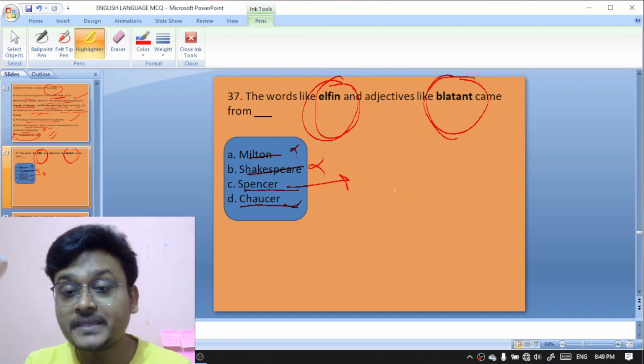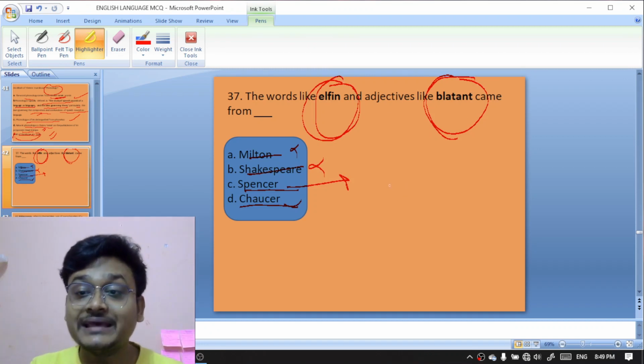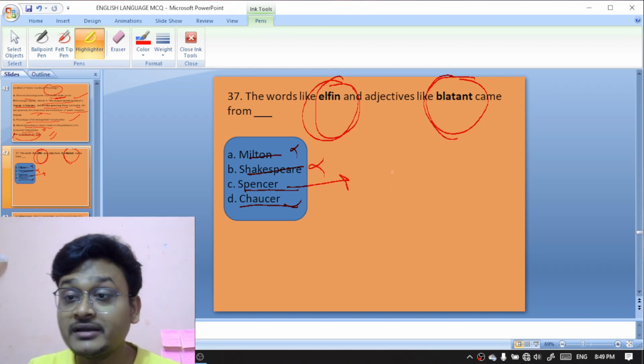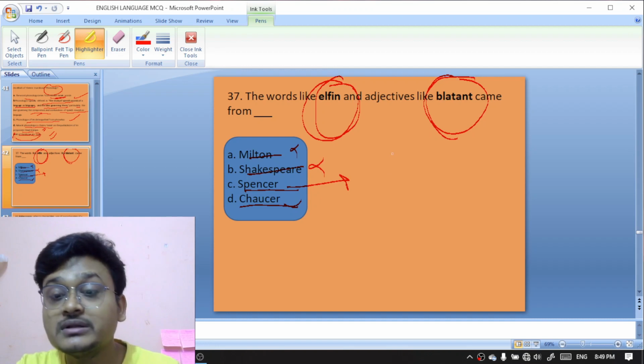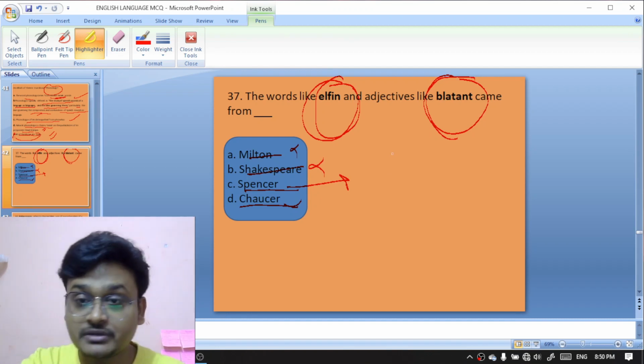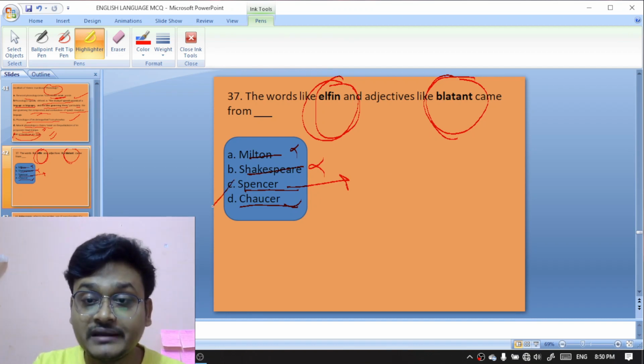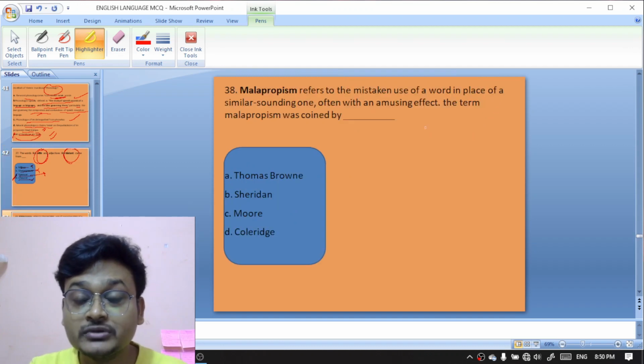So from the book there is The Faerie Queene. Words like elfin and blatant beast came from Spenser. It was coined in the book The Faerie Queene by Spenser. So here C is the right answer. 37. Moving to the next question.